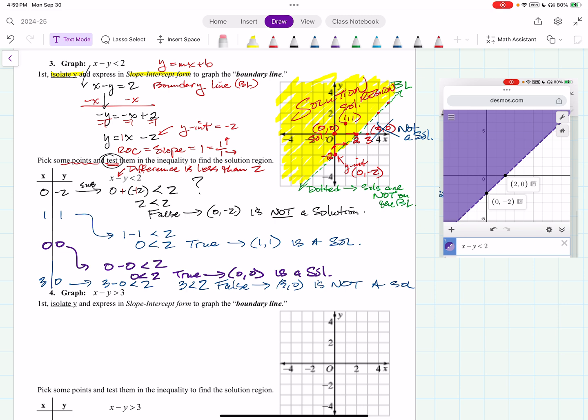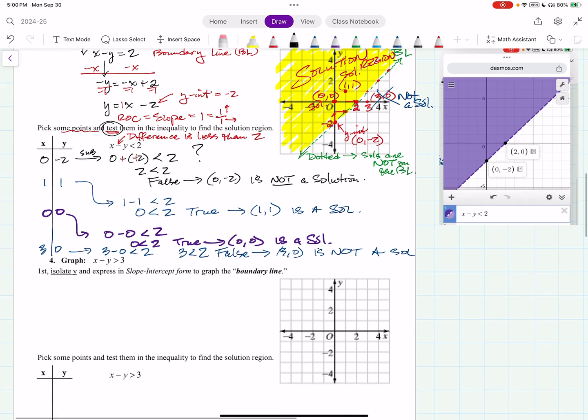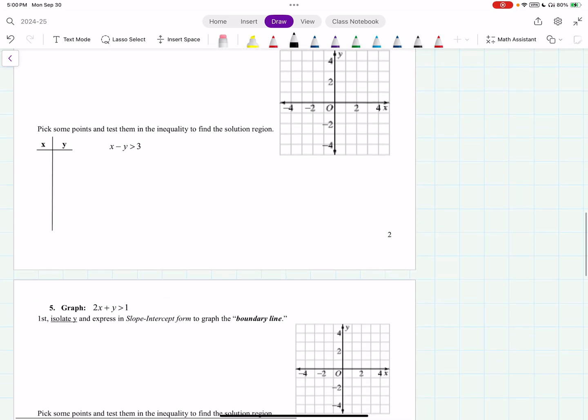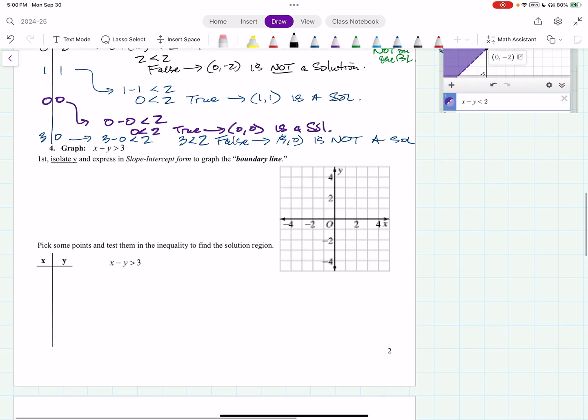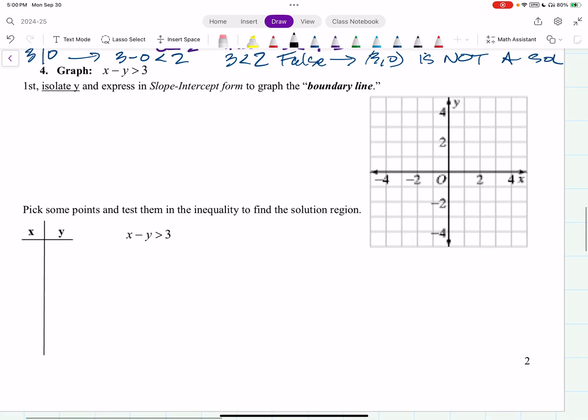And after a while, you'll start to get the hang of when the solutions are above, when the solutions are below, and so on. Okay. All right. I'm going to do one more example here, and then you can do numbers 5 and 6 on your own. Okay, let's go to example 4.